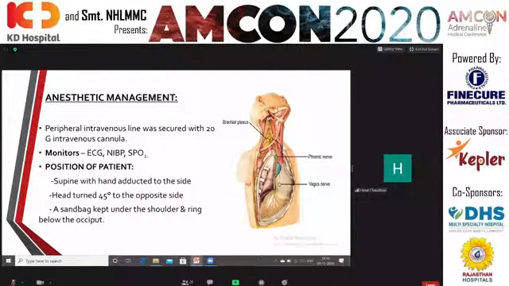Peripheral intravenous line was secured with 20 gauge intravenous cannula. All ASA standard monitoring was applied. Patient in supine position with hand adducted to the side, head turned 45 degrees to opposite side, a sandbag kept under the shoulder and ring below the occiput.